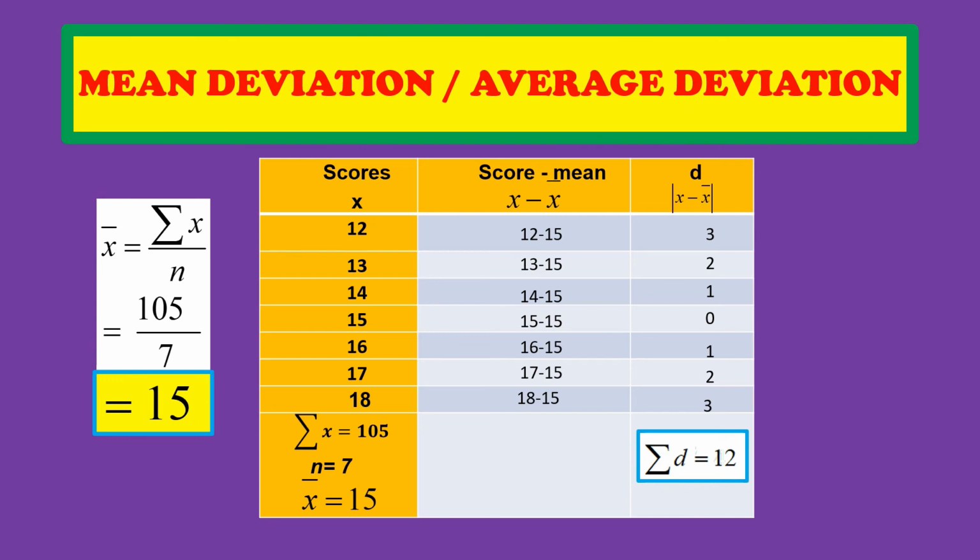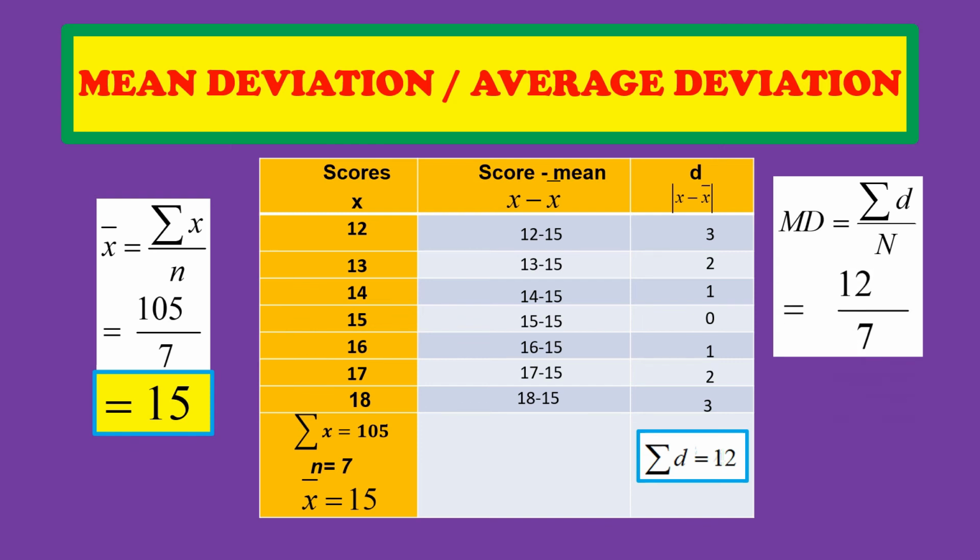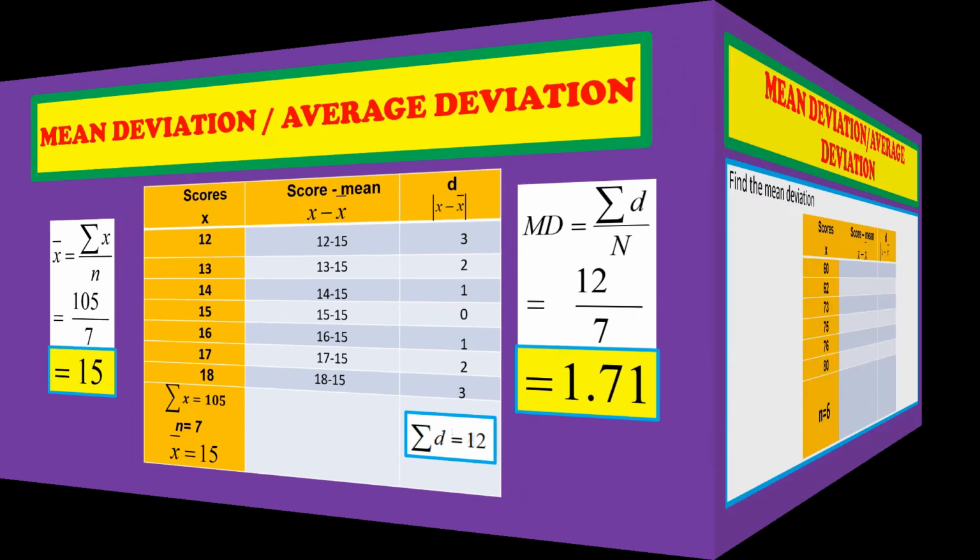Now we are ready to find the mean deviation. The mean deviation is defined as the summation of d over n, or the summation of the absolute value of the score minus the mean over n. So what is our summation of d? That is 12. 12 divided by 7.